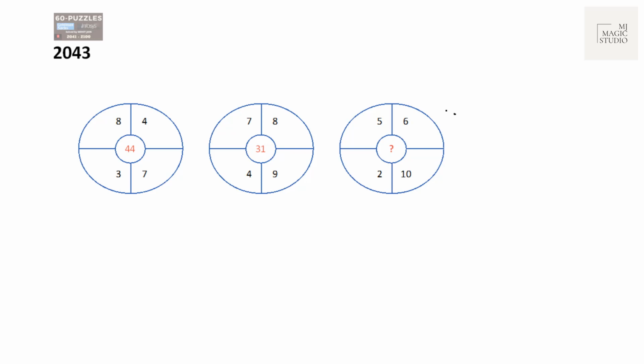Okay, different types of puzzles format has been taken up. In this session you will see.